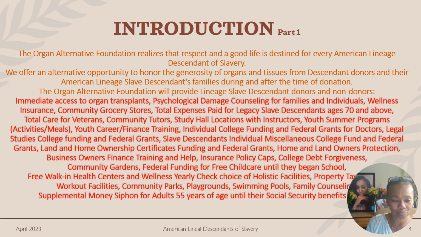So, free childcare for every slave descendant child until they begin school. Free walk-in health centers and wellness yearly check. I think I got that on there twice. And the choice of holistic facilities. So you can pick a holistic doctor, or you can just go to a regular doctor. Property tax waivers. Depending on what's going on, I'm just making this up right now, but I think if you've had your land for more than a certain amount of time, you shouldn't have to pay any taxes on it as a slave descendant.